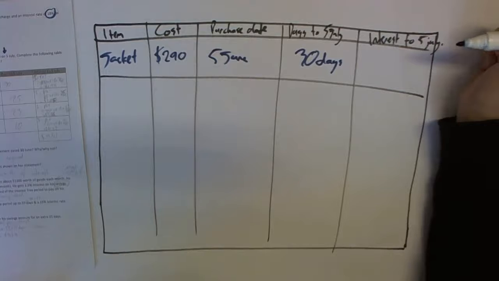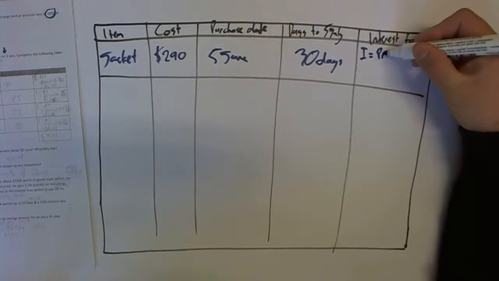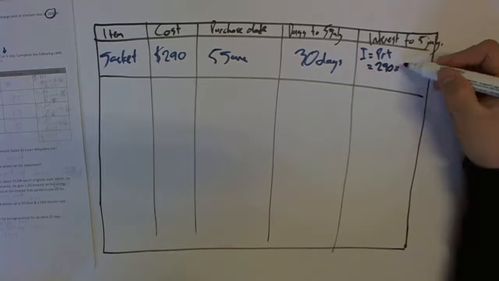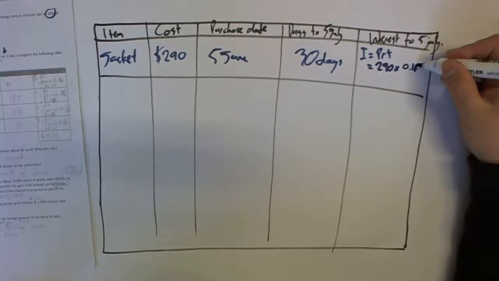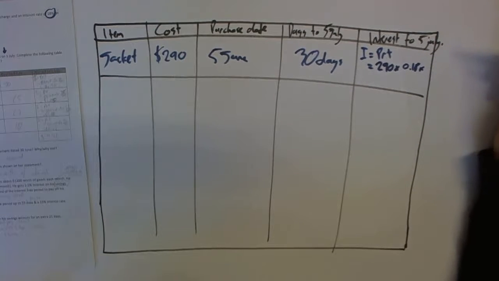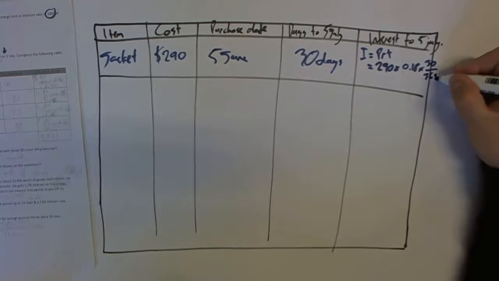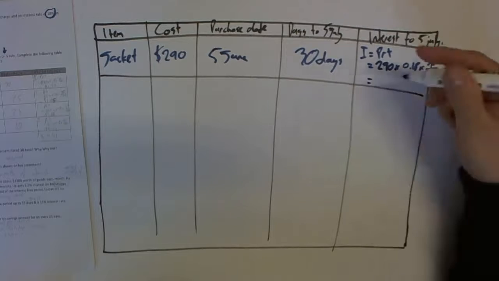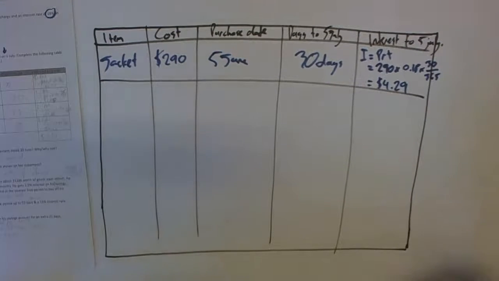Okay. And then the interest calculation, well, that's just the simple interest formula, I equals PRT, okay, which is going to be our principal, 290 times our rate, which was 18%, so 0.18, times our time. Now our time, remember, is always in years, so we've got to put this as a fraction, 30 over 365. And then if I did it on my calculator, the answer would be $4.29. Okay, so she has to pay $4.29 interest on that.